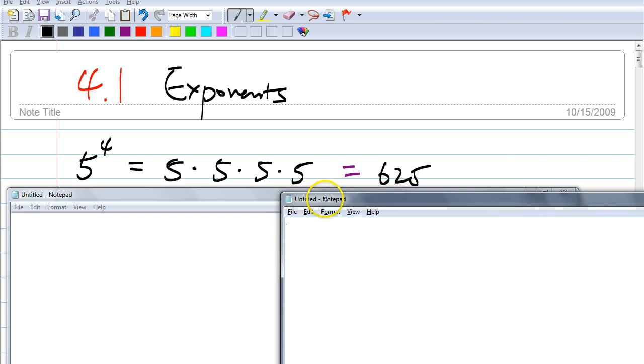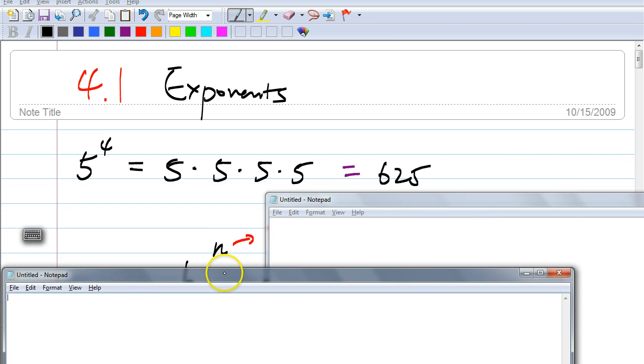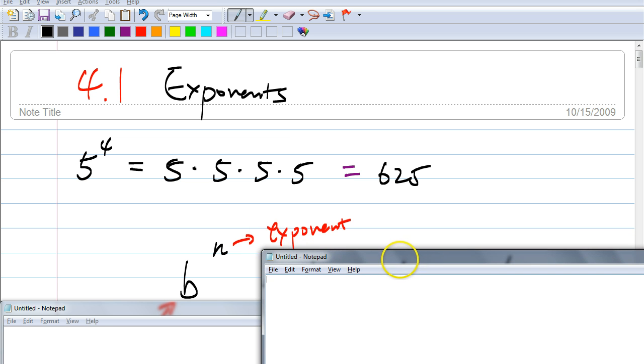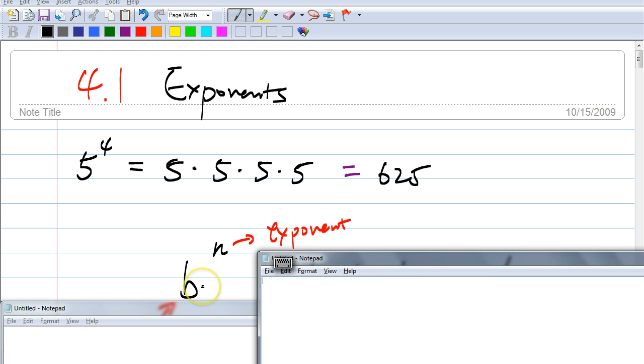Now, who remembers? If I have b to the nth power, what do we call this n? There's a name for that n. Yes, sir. Exponent is correct. Then what do we call that number down there? Not the exponent. The whole thing is called the power. Yes, base is correct. That's why I used the letter b.